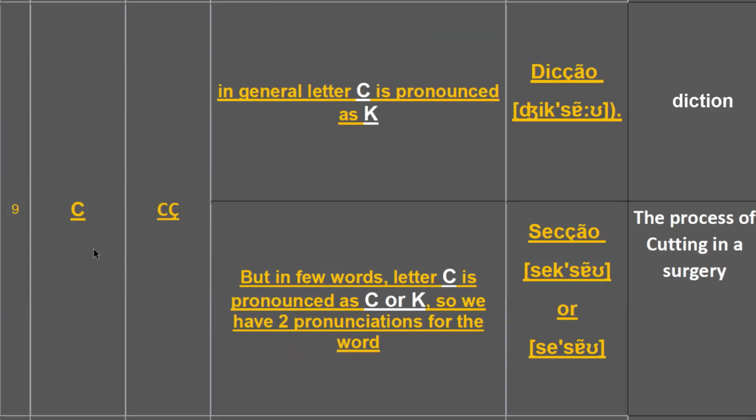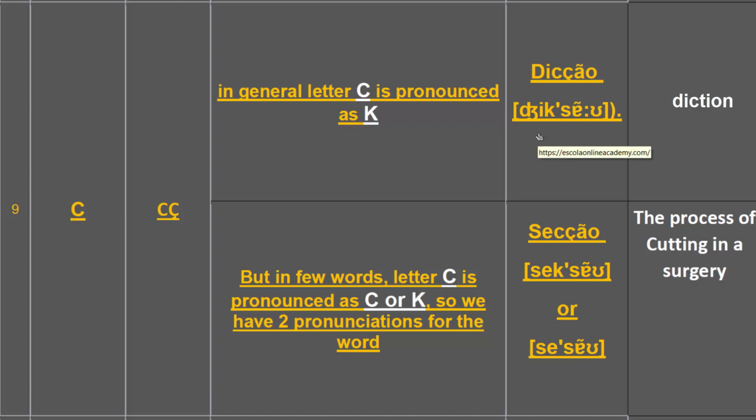Letter C has two digraphs. Let's start with the digraph C cedilla, "ç". In general, letter C is pronounced as K. The example that we have here is the word diction, which means in Portuguese "dicção".